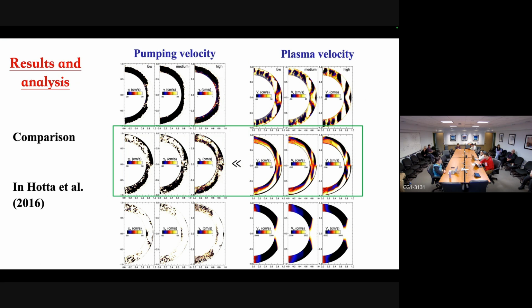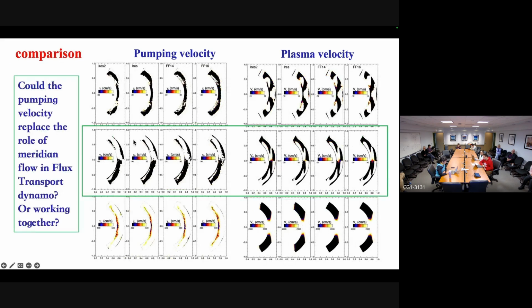And then in Hotta's simulation, is it also similar to this, multi-cell in the meridional flow? Yes, you see it also looks similar, but the magnitude is much smaller, in the plasma meridional flow. The pumping velocity is much smaller than the meridional flow in Hotta's data, but in our simulation case, these two magnitudes are comparable.